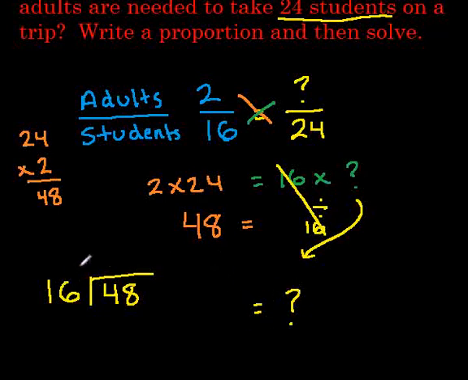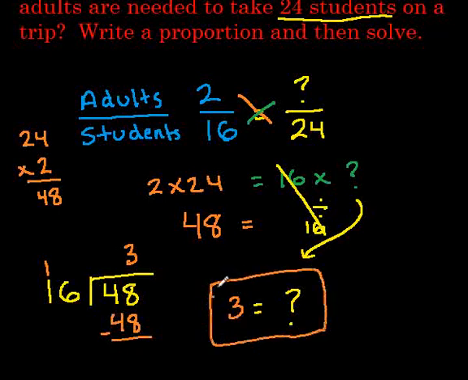Here, how many times does 16 divide into 48? Let's try a 3. 3 times 6 is 18. Carry the 1. 3 times 1 is 3 plus 1 is 4, so 48. So it equals a 3. And once again, we can check our work by plugging in a 3. Let's rewrite the problem. 2 over 16.